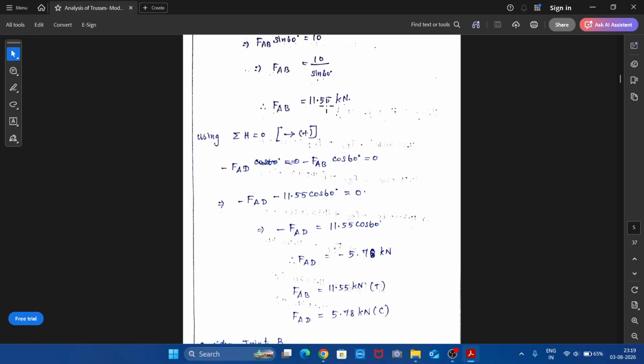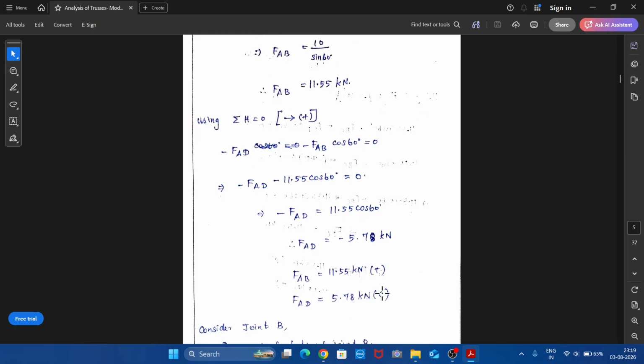So FAB equal to 11.55 kilonewton tensile. Tensile is marked as T. And FAD equal to 5.78 kilonewton compression, or compressive. So we need to remove the sign; either the nature or the sign should be there. So 11.55 tensile and 5.78 compression are the forces acting at joint A.